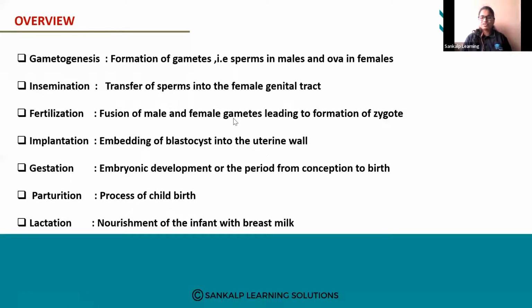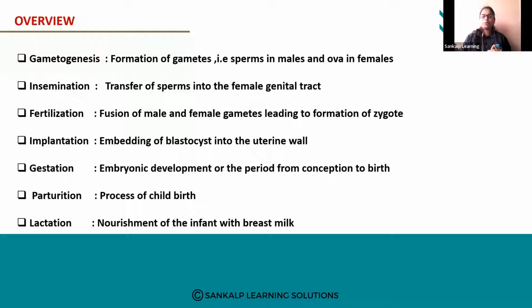So as this chapter is already completed at your college, I am just going to brush up some concepts, then we will move to multiple choice questions. So when we look at the overview of this concept, the first one is gametogenesis. Gametogenesis means what? Gametes are reproductive cells, or we can call them sex cells. Genesis means formation. Formation of gametes or formation of reproductive cells is called gametogenesis.